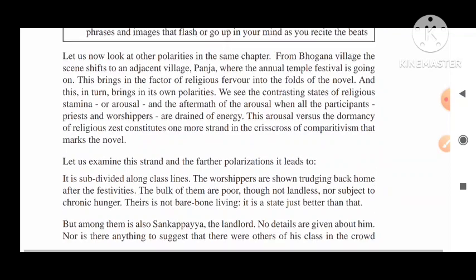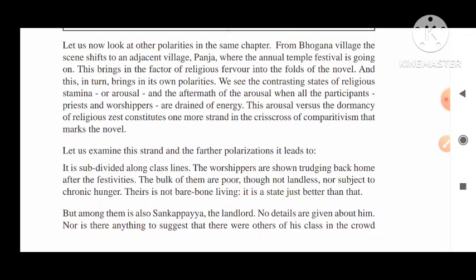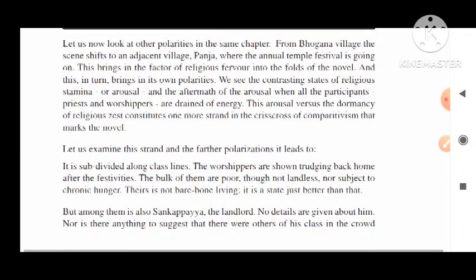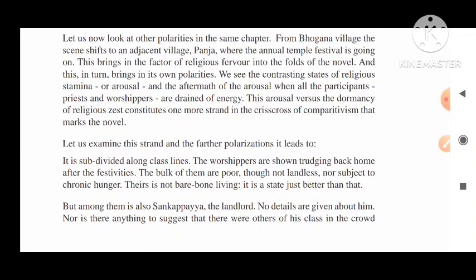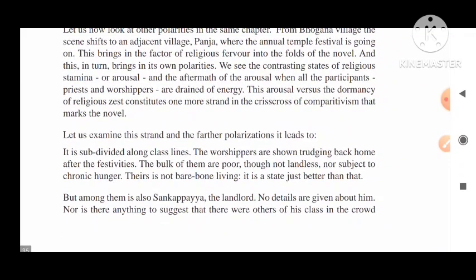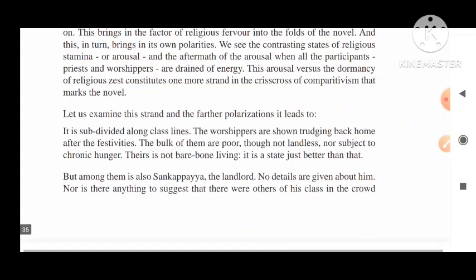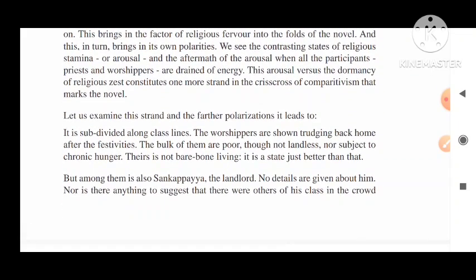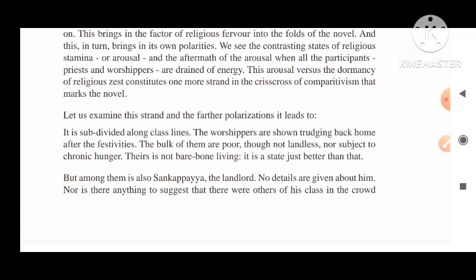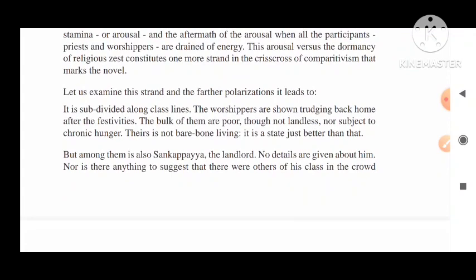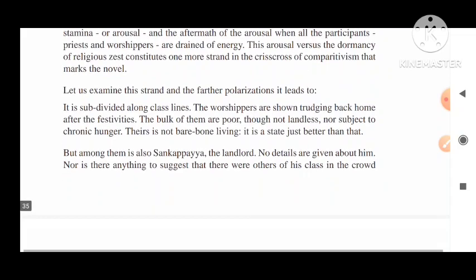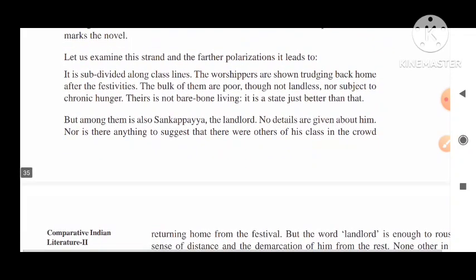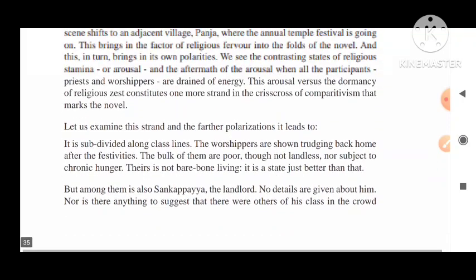From Bhogana village, the scene shifts to an adjacent village, Panja, where the annual temple festival is going on. This brings in the factor of religious fervor into the folds of the novel, and this in turn brings in its own polarities. We see the contrasting states of religious stamina or arousal and the aftermath of the arousal, when all the participants, priests and worshippers, are drained of energy. This arousal versus the dormancy of religious zest constitutes one more strand in the crisscross of comparativism that marks the novel. Let us examine this strand and the further polarization it leads to.